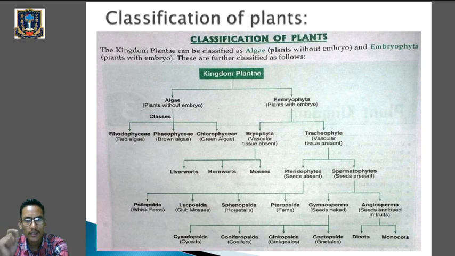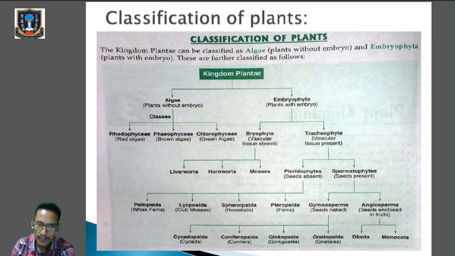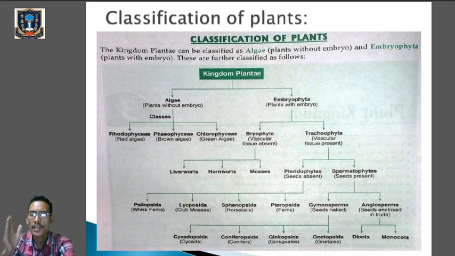Just remember that kingdom Plantae is divided into two groups. One without the embryo, that is algae, and number two with the embryo, that is embryophyta. Under algae we have different classes: Rhodophyceae, Phaeophyceae, and Chlorophyceae. These three classes of algae, red algae, brown algae, green algae, we will deal with in the next class. Clear? We will learn about the characteristics along with the examples of these three classes of algae.